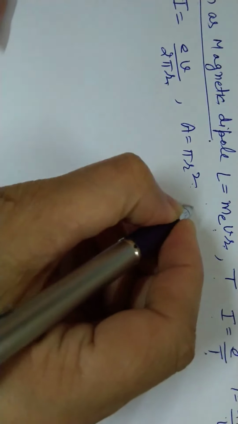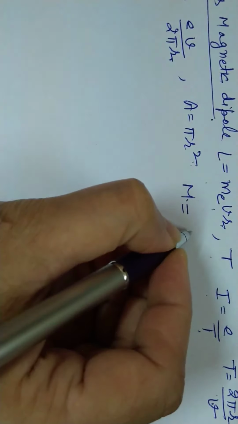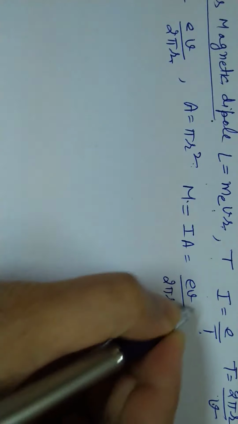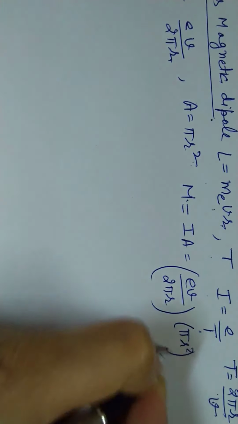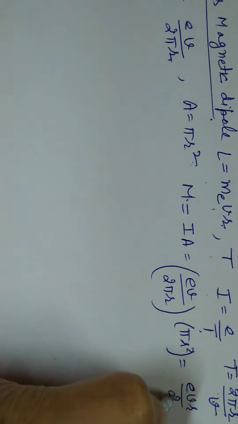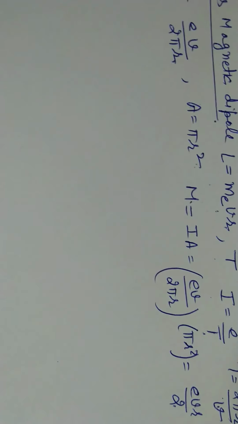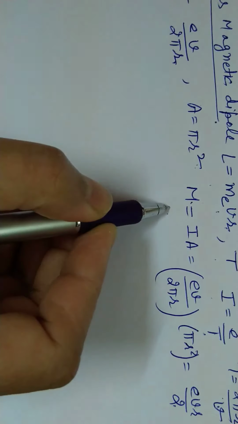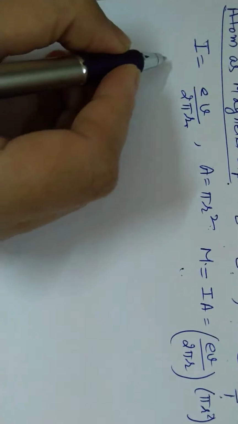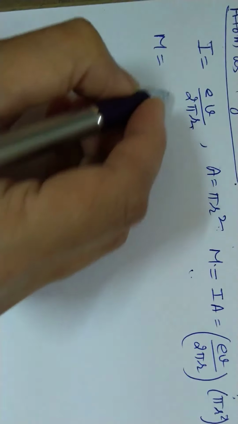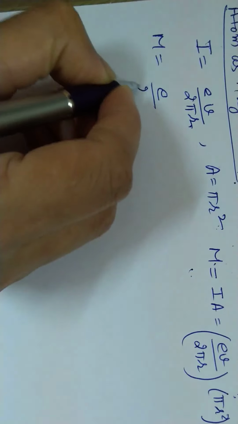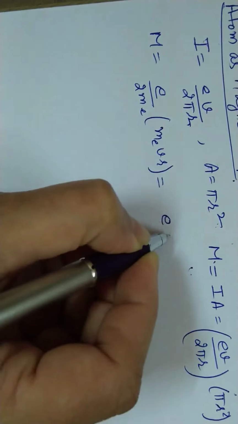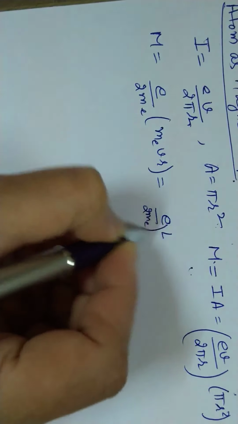Then according to this current loop, the magnetic dipole moment is IA, and we have ev upon 2 pi r into pi r squared. Then we get evr upon 2. This is the magnetic dipole moment of the atom as a magnetic dipole. And if we have to write it in another form, we multiply and divide by m_e. Then we rearrange, and it becomes e upon 2 m_e times L.